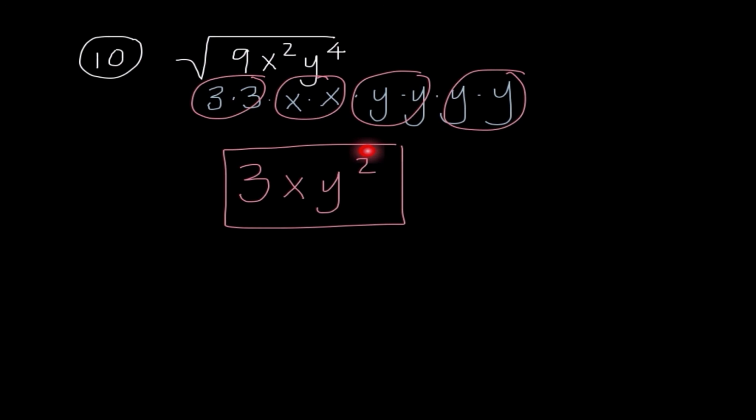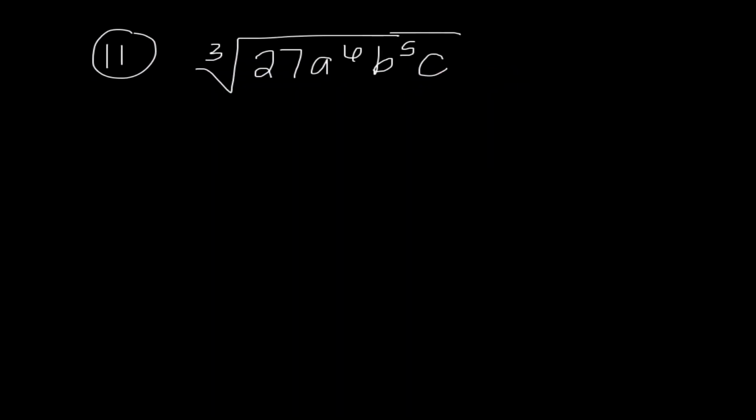So let's do a few more of these to make sure that we're feeling okay. What about the cube root of 27, a to the 6th, b to the 5th, c? I'm going to go step by step. The cube root of 27 is 3. Now looking at a to the 6th, how many groups of 3 do we have? Well, 3 goes into 6 2 times, so I end up with a squared.